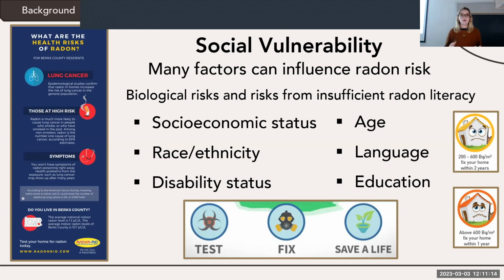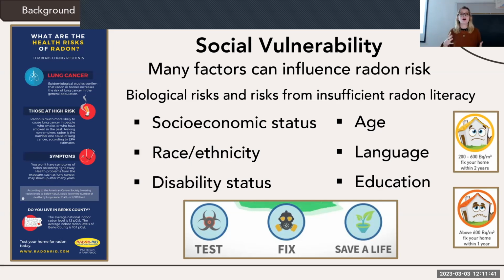So when it comes to lung cancer, if you smoke, you are significantly more likely to get lung cancer from radon exposure. And many populations are a lot more likely to smoke, such as those from low socioeconomic status and certain racial and ethnic minority groups. Furthermore, different ages, particularly young groups like children and elderly populations, are also more at risk for radon's health effects for different reasons.